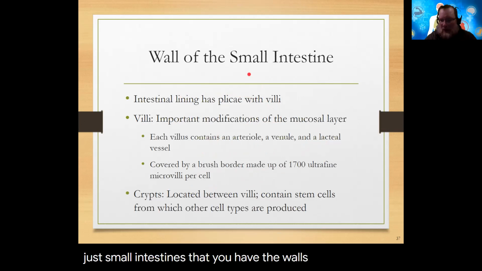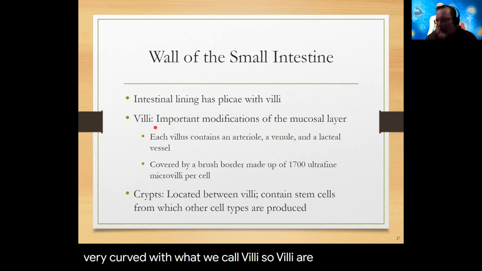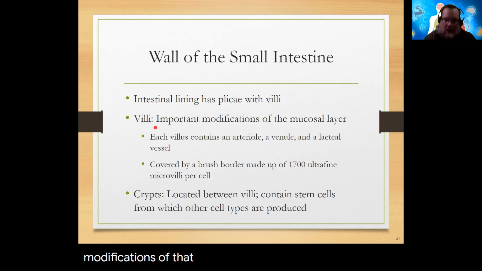And the walls, let me back. Oops, there we go. Sorry about that. The wall, the intestinal lining or epithelium of the small intestine is going to be very curved with what we call villi. So villi are simply modifications of that epithelial or mucosal layer that provide more surface area for absorbing nutrients. And within each one of those villi, each is a villus, multiple are villi.